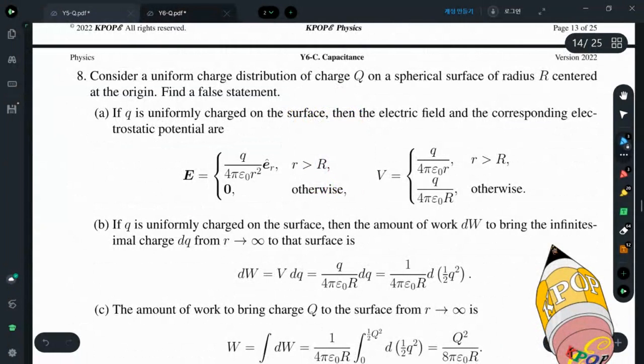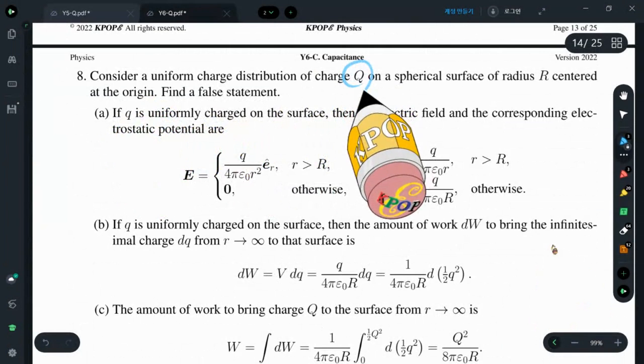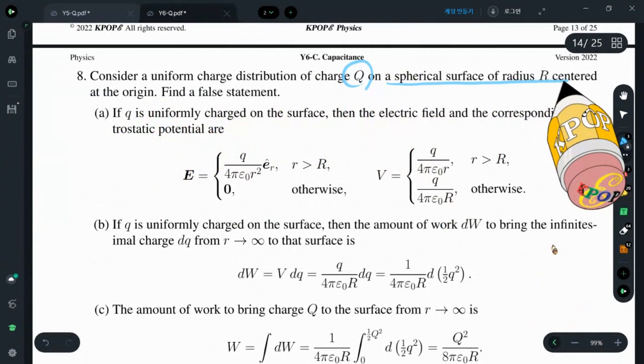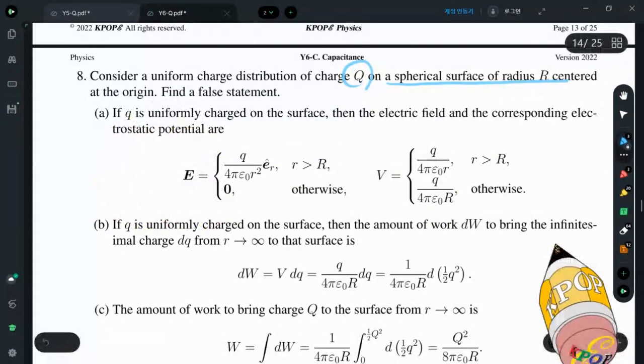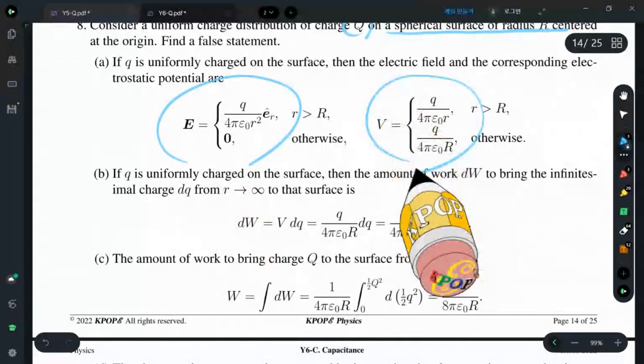Next, consider a uniform charge distribution of charge Q on a spherical surface of radius r centered at the origin. Same situation, we know very well about this.